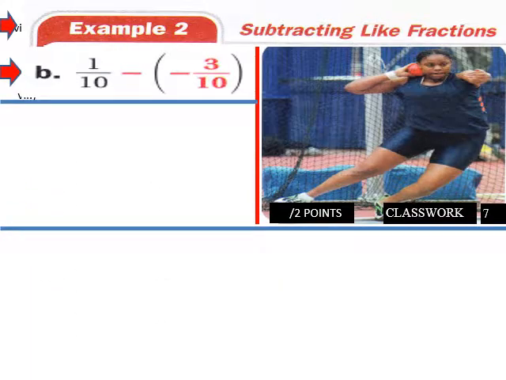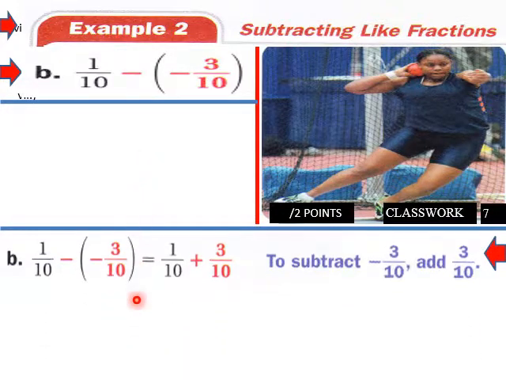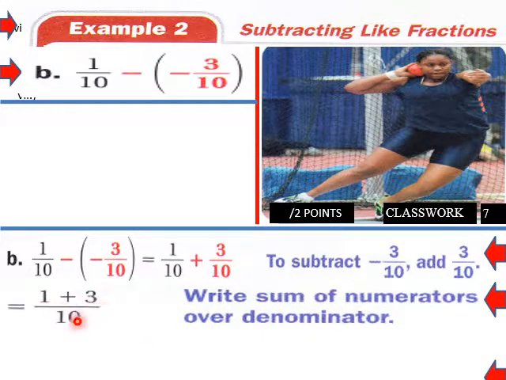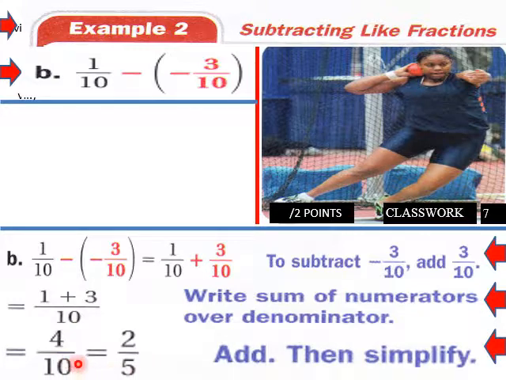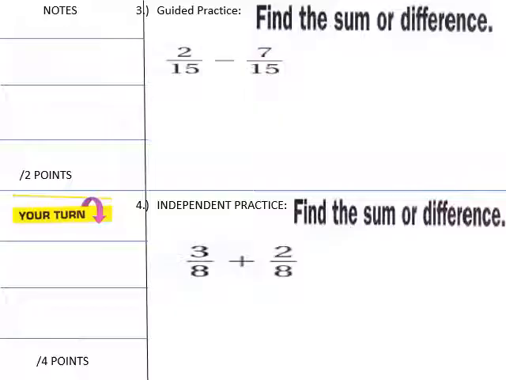Into our next example, B: 1/10 minus a negative 3/10. So a negative of a negative is a positive. 1/10 plus 3/10, and that would be 4/10, would it not? So 4/10 would simplify to 2 over 5.